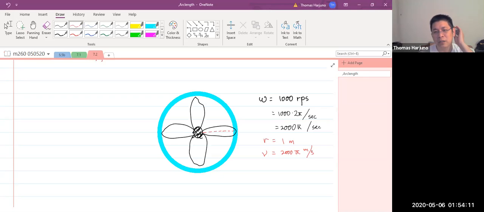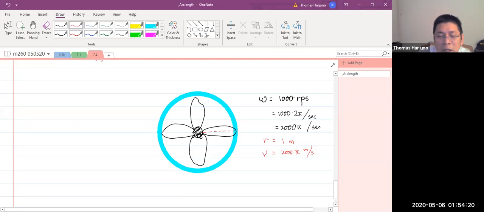But imagine if I do the following crazy thing. Imagine if I make the angular velocity a lot faster, let's say 100 times faster. Plus, on top of that, the radius, instead of 1 meter, I make it 1 kilometer. So my linear velocity right now is 200,000 pi kilometers per second.